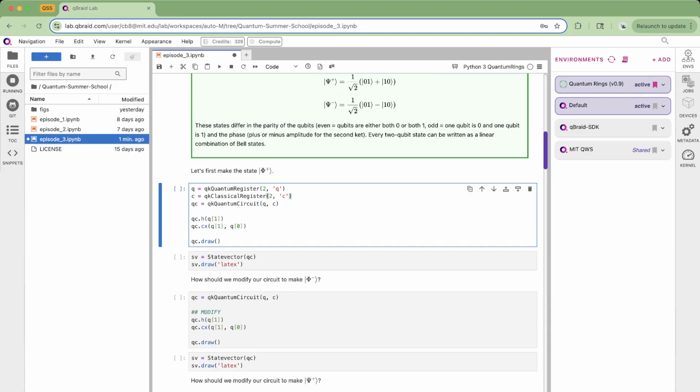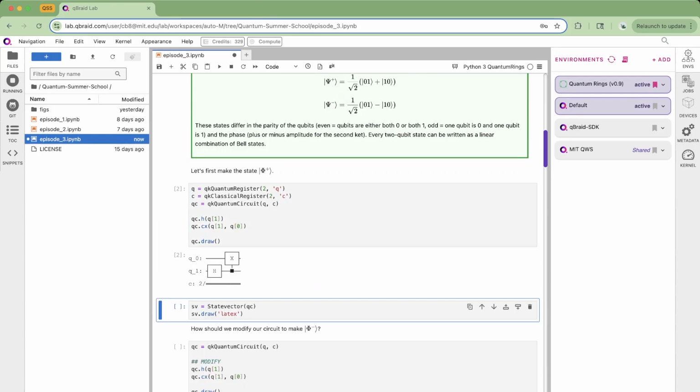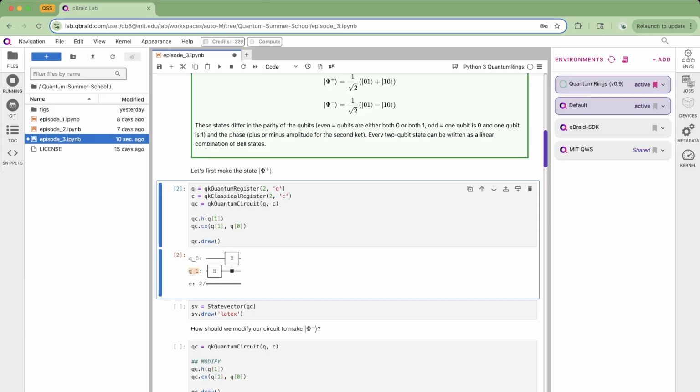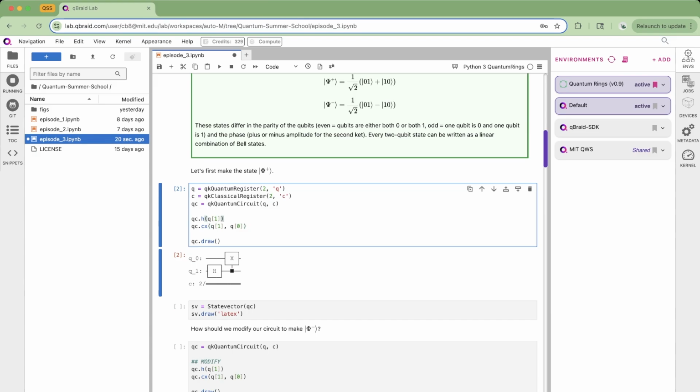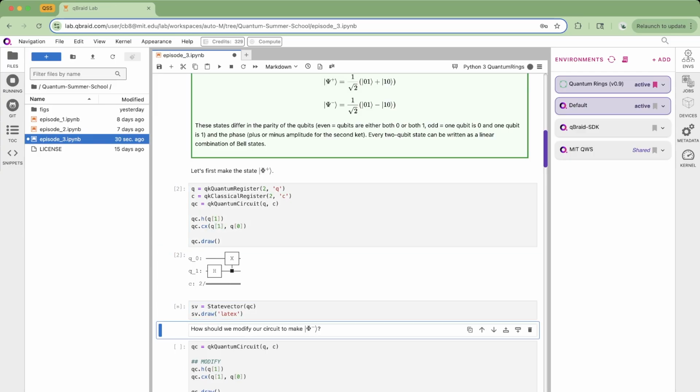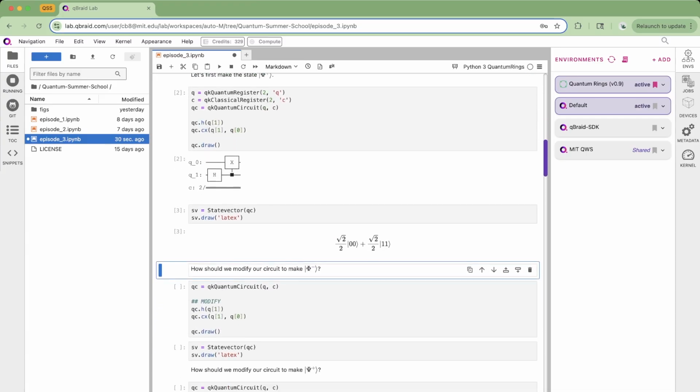And one thing I want to point out here is the ordering of bits. So in this case, Q0 is the least significant bit and Q1 is the most significant bit. So when we see the state in ket notation, Q1 is going to appear first and Q0 is going to appear second. So here we have our qubit 1. We're going to apply a Hadamard gate, and then we're going to apply a controlled X controlled on qubit 1 targeting qubit 0. And then we'll get the following state vector, which is root 2 over 2, which is 1 over root 2, 0, 0, plus 1 over root 2, 1, 1.